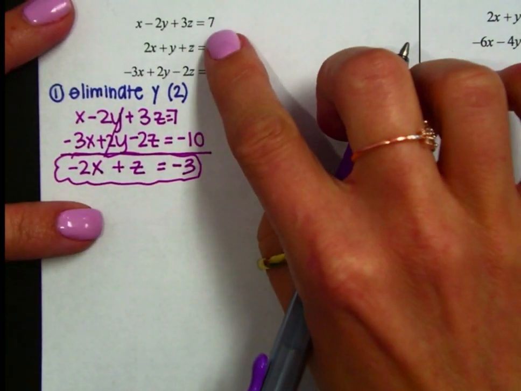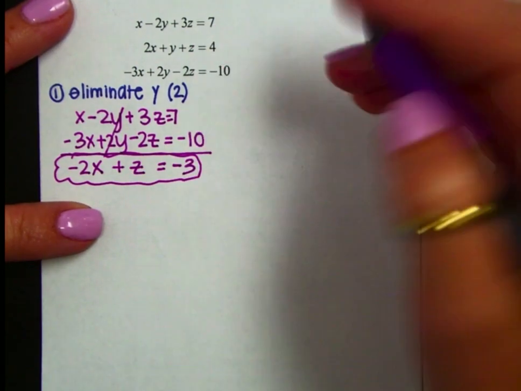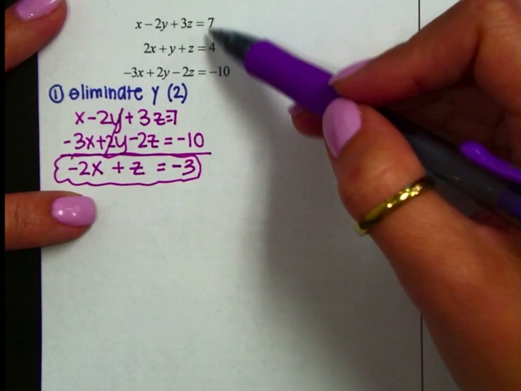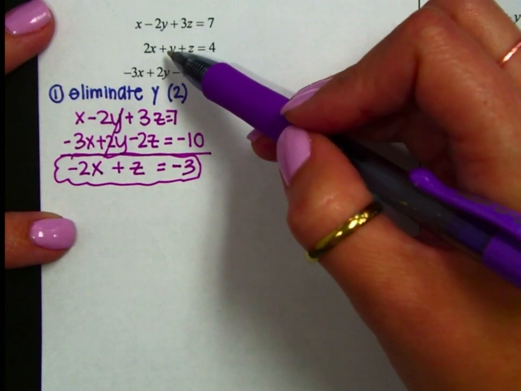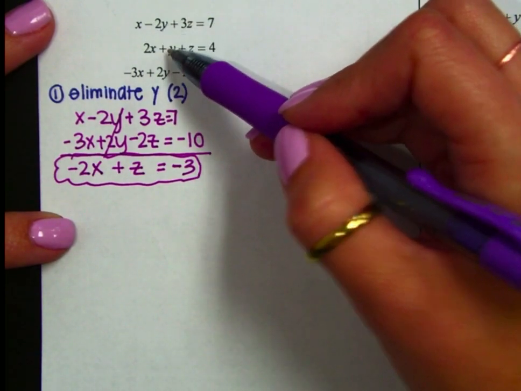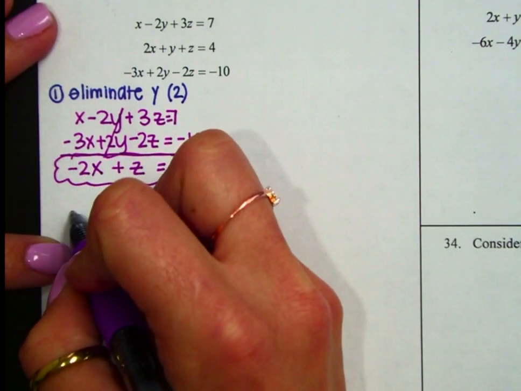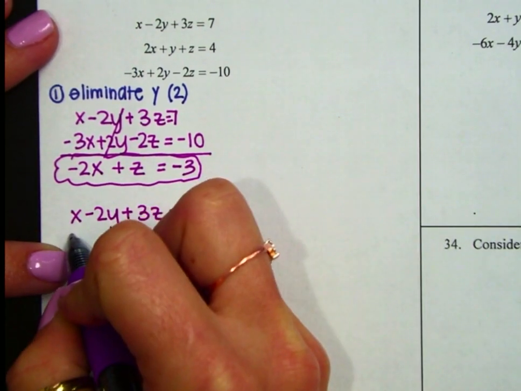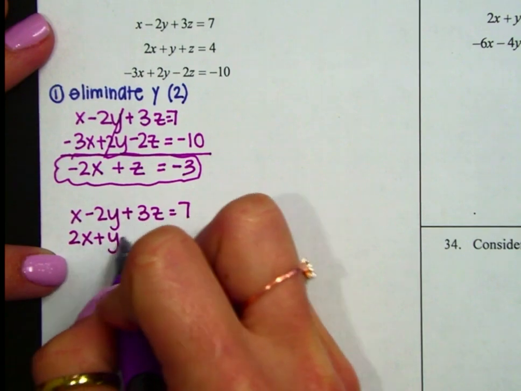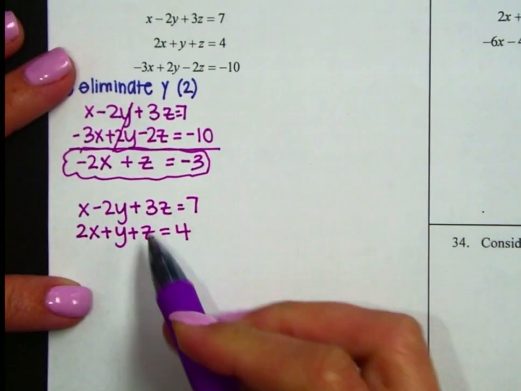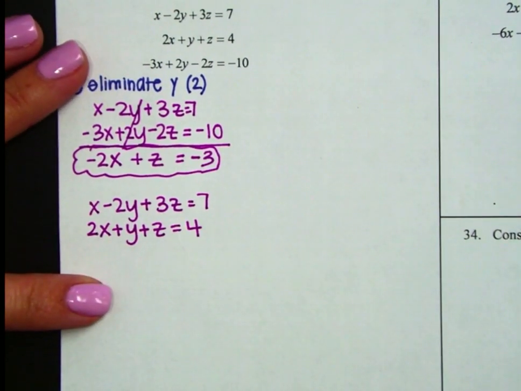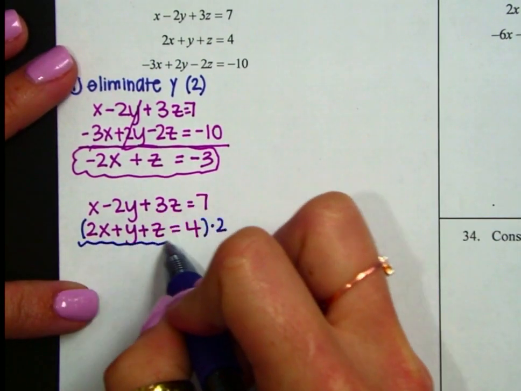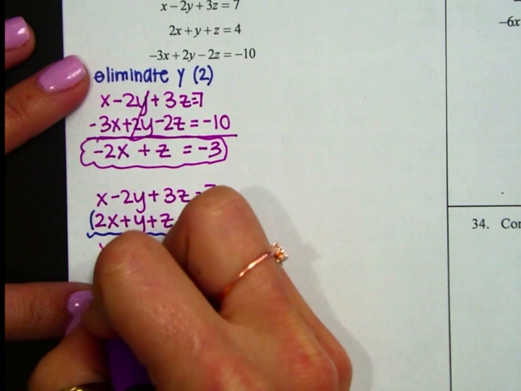Okay, so we want to eliminate y again, but instead of the first and third, I need to choose two new equations. So I can do the second and third, or I can do the first and second. I'm going to go ahead and do the first and second because this one's already negative. So I just need to make this a 2. So I have my first equation, x minus 2y plus 3z is equal to 7. My second equation, 2x plus y plus z is equal to 4. Okay, and we want to eliminate y again. So what I need to do is multiply this bottom equation by 2. So let's go ahead and just rewrite that top equation. We're not going to change it.